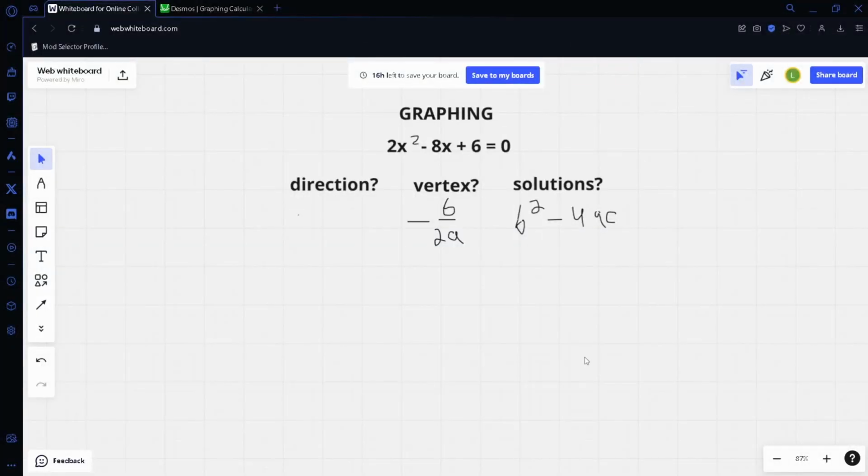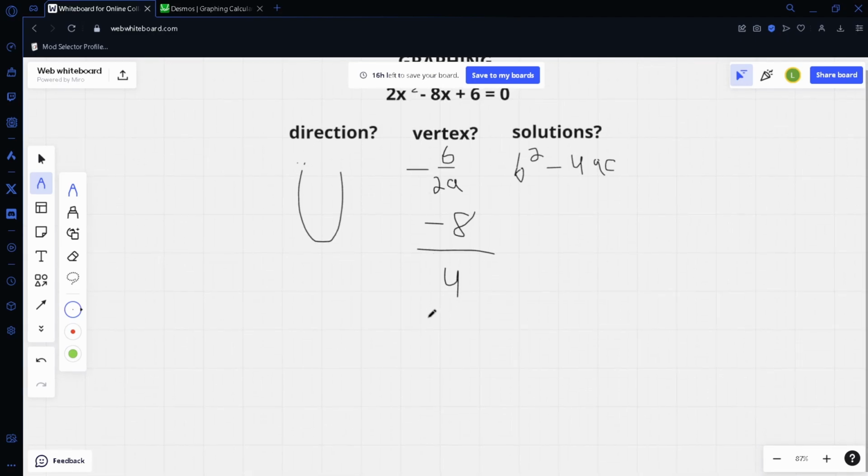Final example now, another one for our graphing. Again, our direction is just our a value. This is positive, so our graph is going up. Then our vertex, plugging in here, negative 8 over 4. This is, once again, negative 2, but it's the opposite, so positive 2.